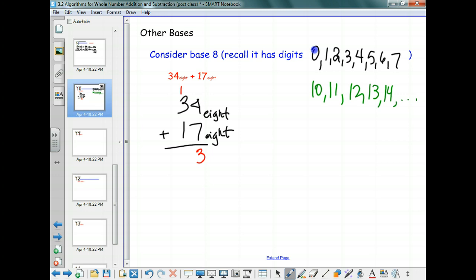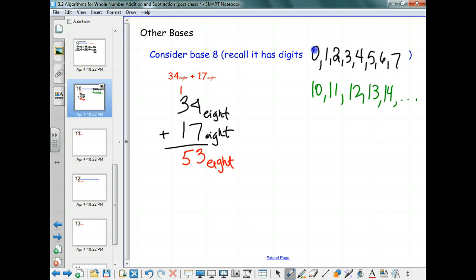Now I have 1 plus 3 plus 1, which is all smaller than 7, so I'm happy enough to just add that. 1 plus 3 plus 1 is 5. The answer is 5, 3, but it needs to have the base 8 as a subscript written beside it. Otherwise, if you do not have a subscript written there, it is assumed to be base 10. So make sure you write your subscript on there. So this is 5, 3, base 8.